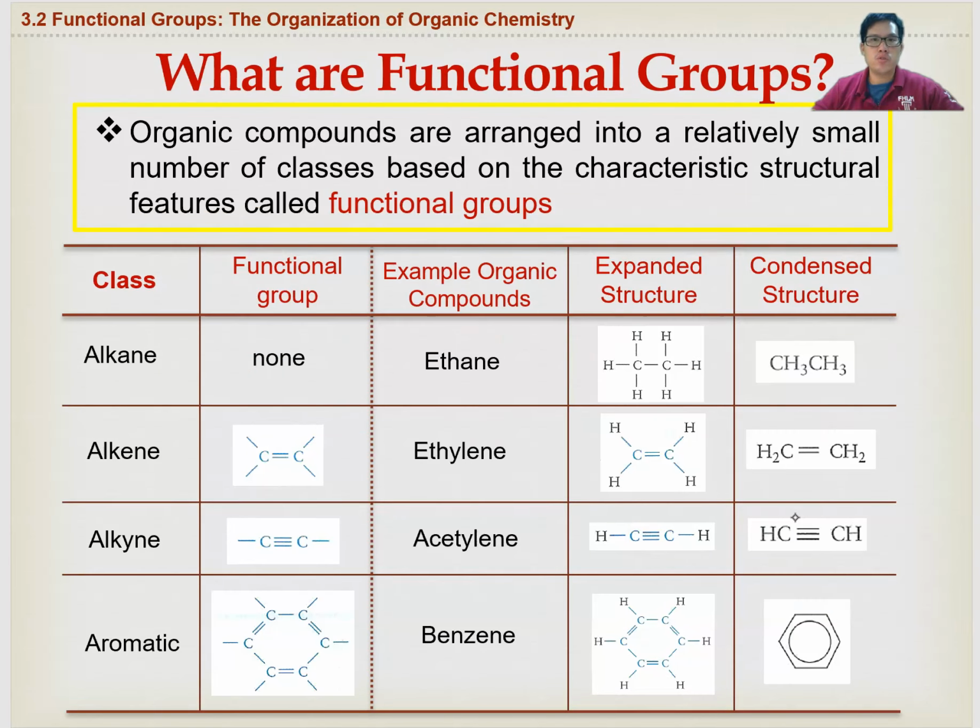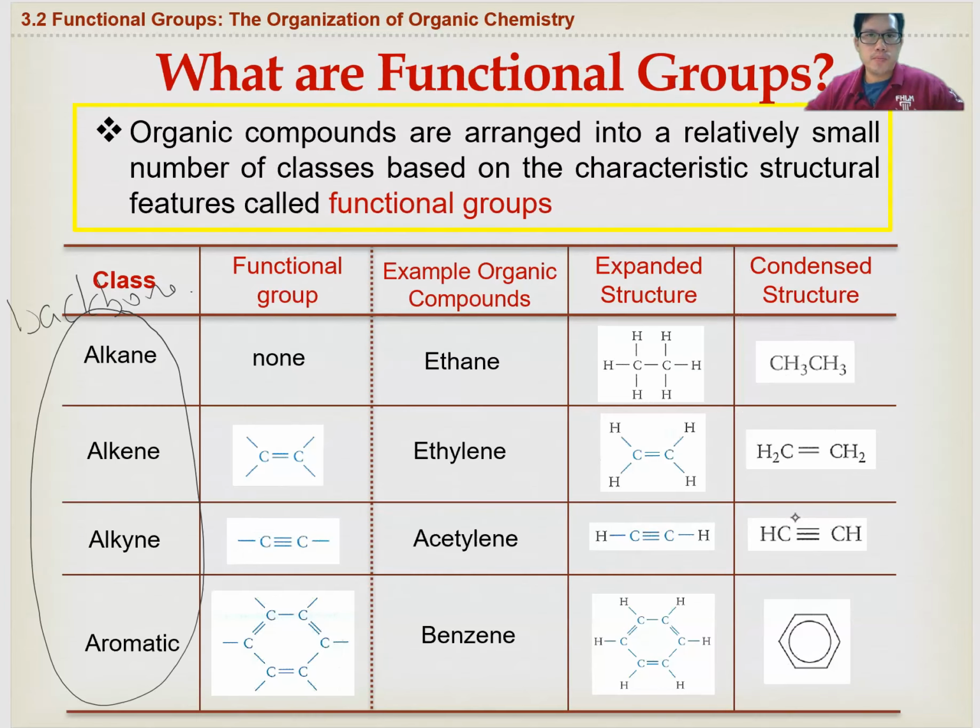What are some functional group examples? The first one is usually the backbone. In this chapter, the week 3 and week 4 content, we're going to concentrate more on this, which is basically the backbone for the organic compounds. We have alkane, alkene, alkyne, and aromatics.